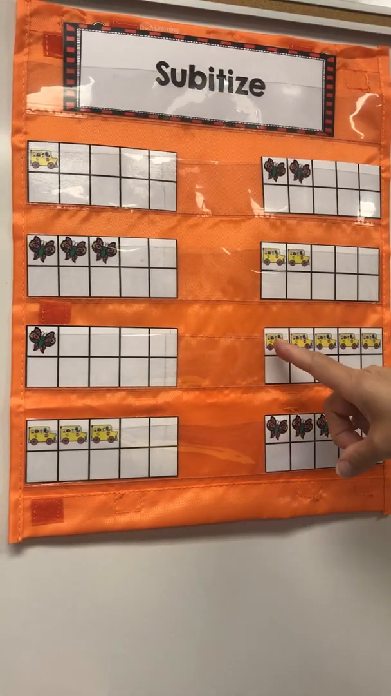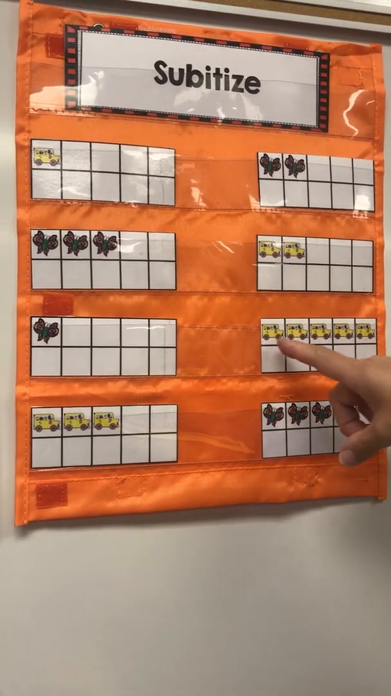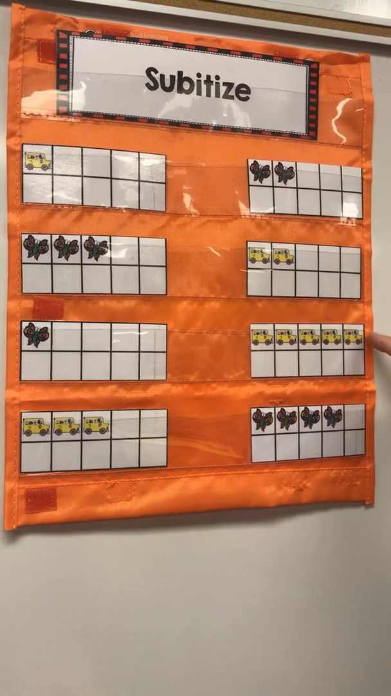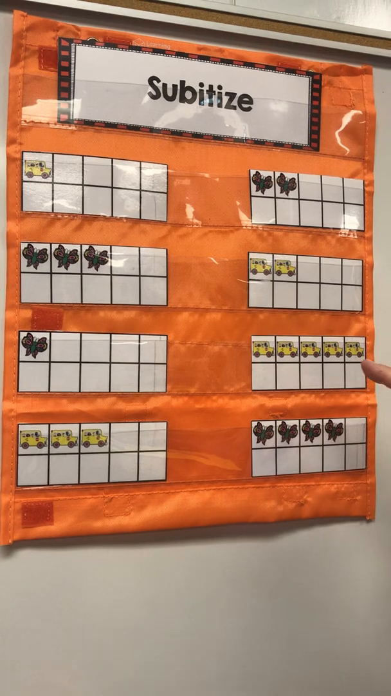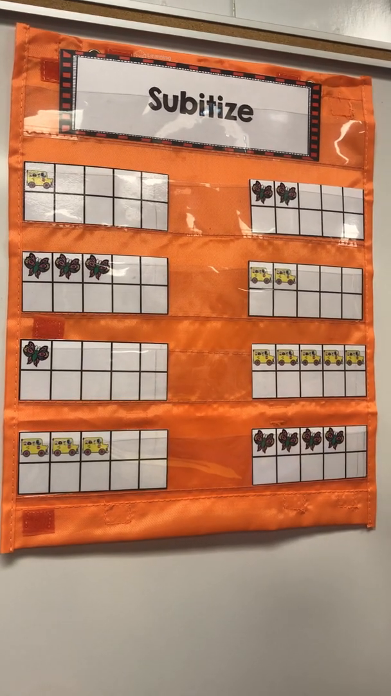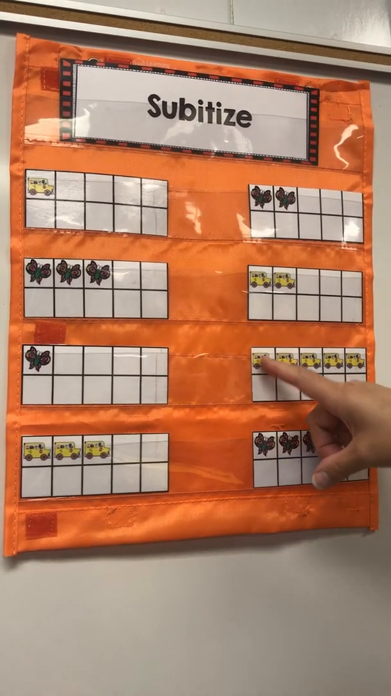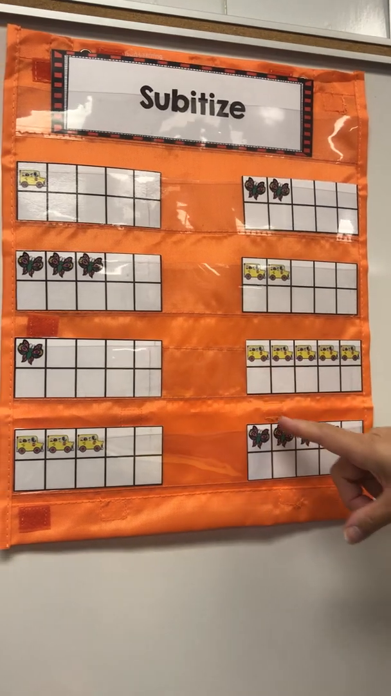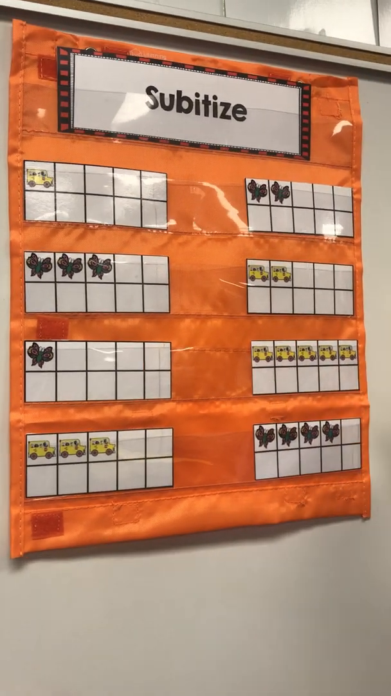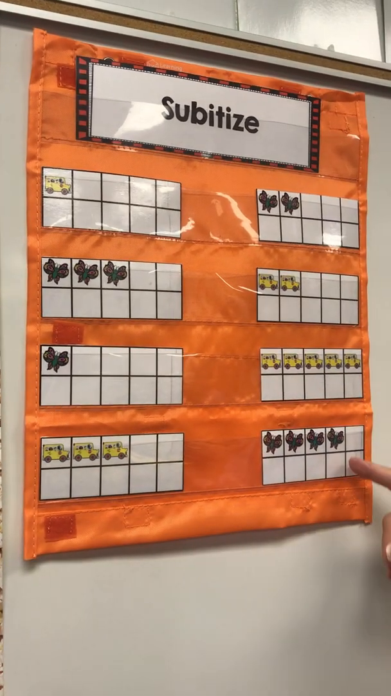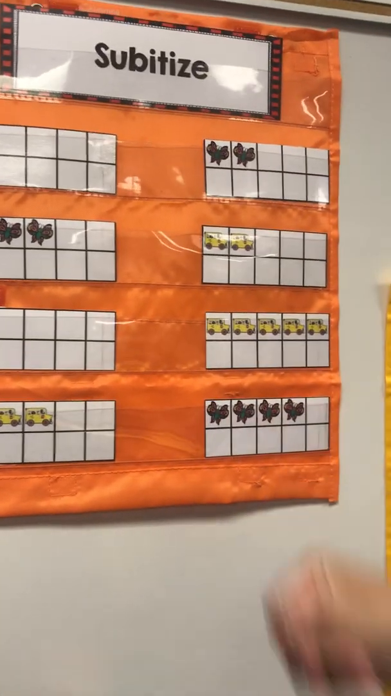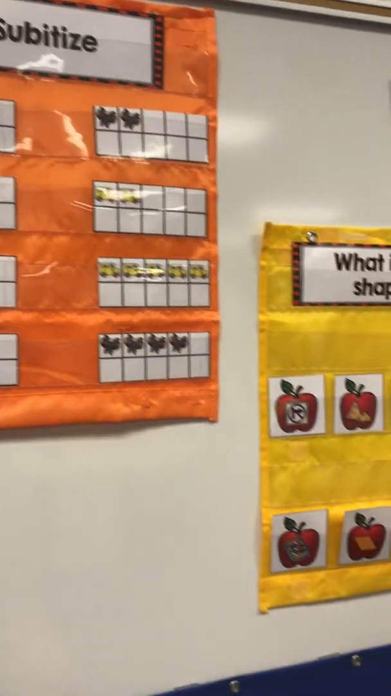Subitize 5. When we have one row of our 10 frame filled, it's 5. And you'll notice on your sticker book in Seesaw that you have a 10 frame. And when you fill the top row, you've filled up 1, 2, 3, 4, 5. Subitize 3. Subitize 4.